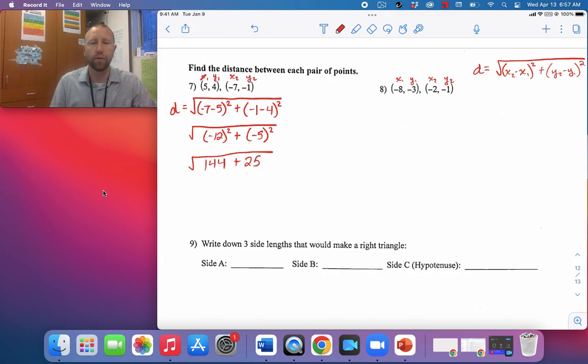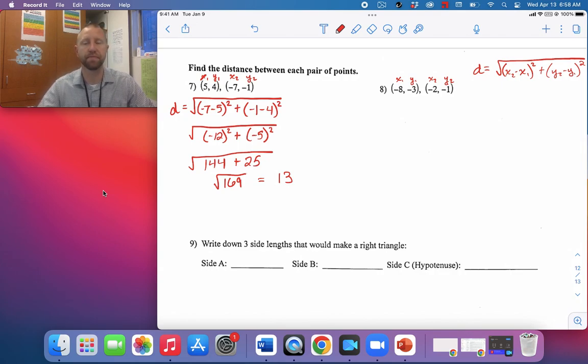All right, and then 144 plus 25, that's my last simplifying thing I got to do. 144 plus 25 is 169. The square root of 169 is 13. 169 was one of our perfect squares.